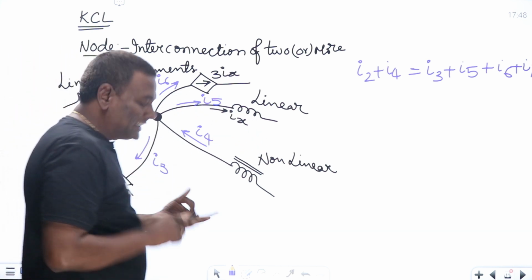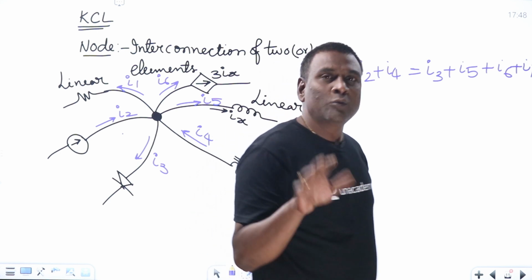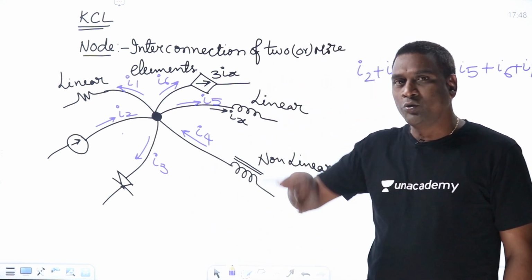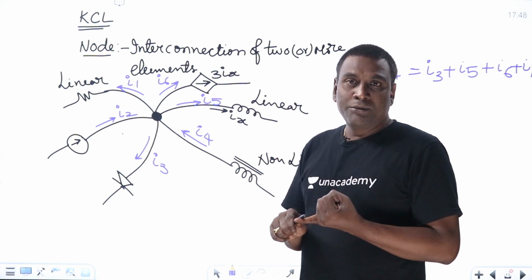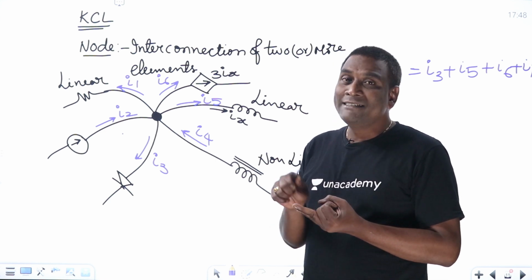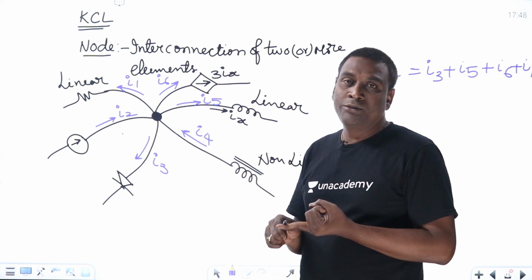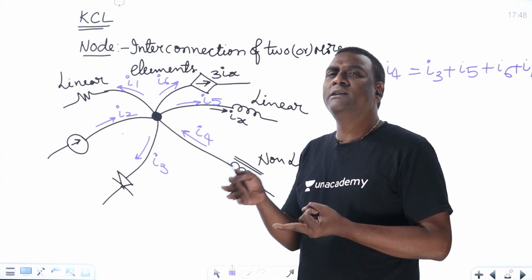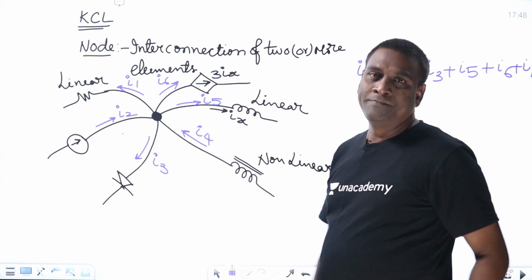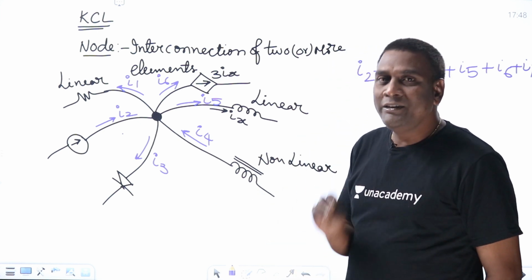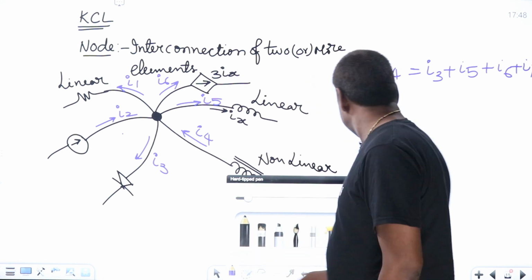Out of these three, let me consider one as standard, and we are going to follow the same way. Currents entering equal to currents leaving we can use. The algebraic sum of currents entering at a particular node equal to 0 we can use. The algebraic sum of currents leaving at a particular node equal to 0 we can use. In that, let me use the third statement: the algebraic sum of currents leaving at a particular node equal to 0, I'm going to use.